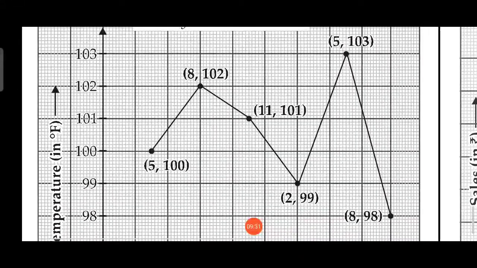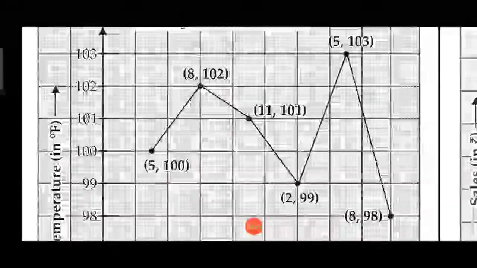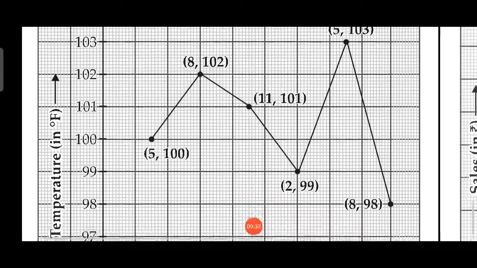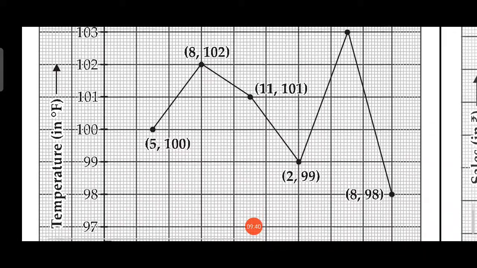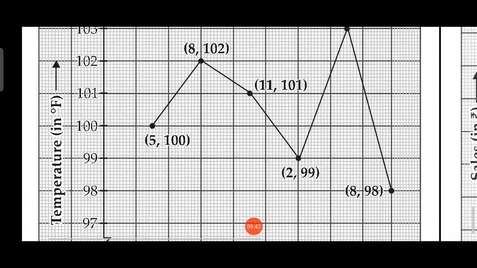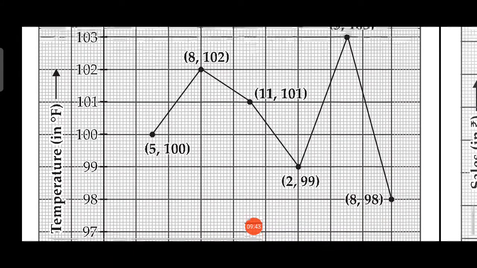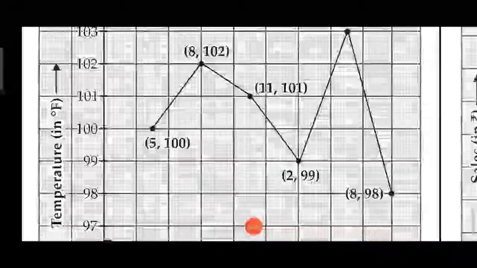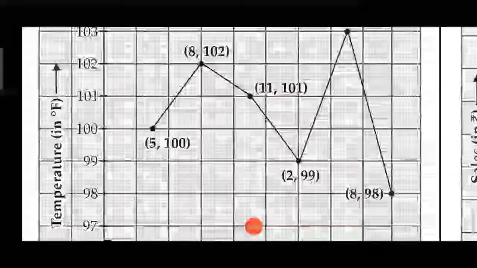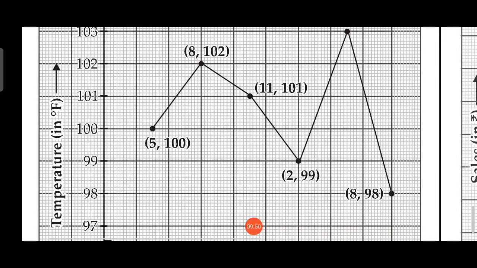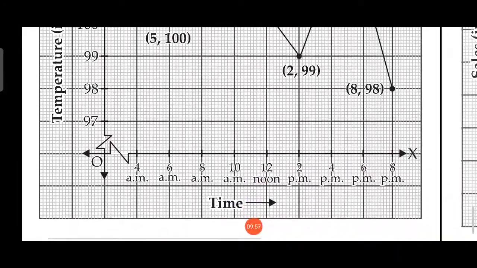Then 8, 102. So 8 on the x-axis and 102 on the y-axis. Accordingly we will keep the points, and after that, with the help of a scale only, we have to join all the dots. It is not haphazard; we have to join all the dots with a scale only. That is very much important.